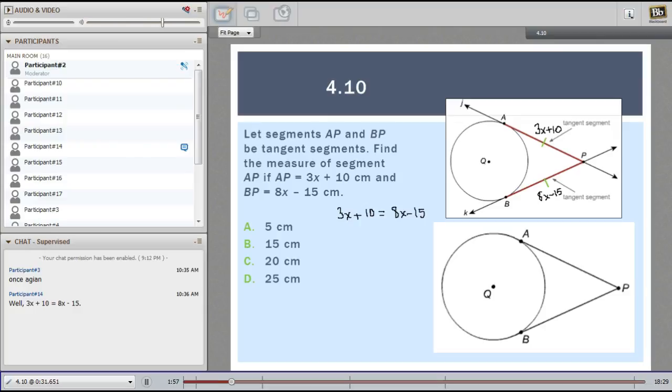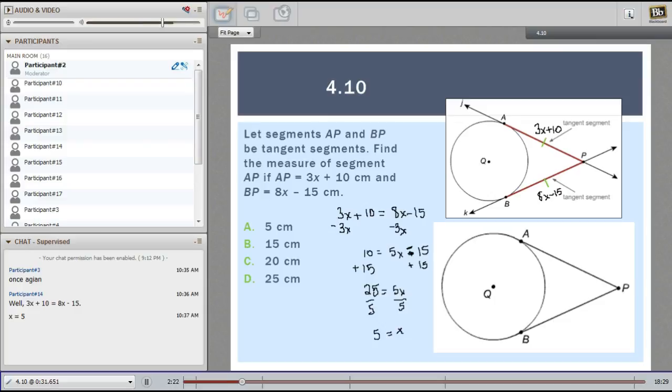We're going to solve it. We could subtract 3x. We could add 15, oops, this is minus. I was going to say we could add 15, but then I put the plus in the wrong spot. Okay, so we'd have 25 equals 5x, divide by 5, and x would equal 5.